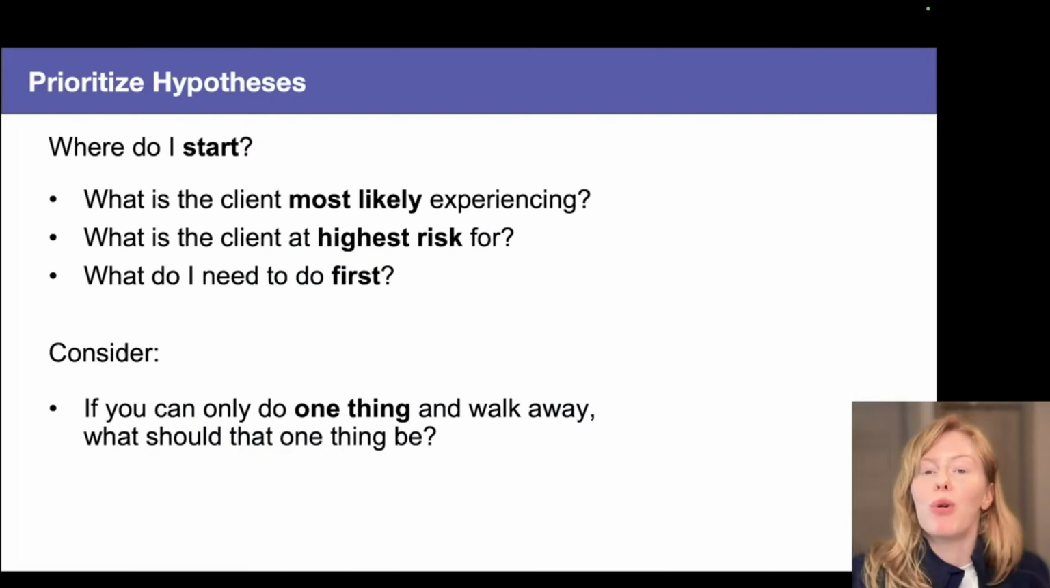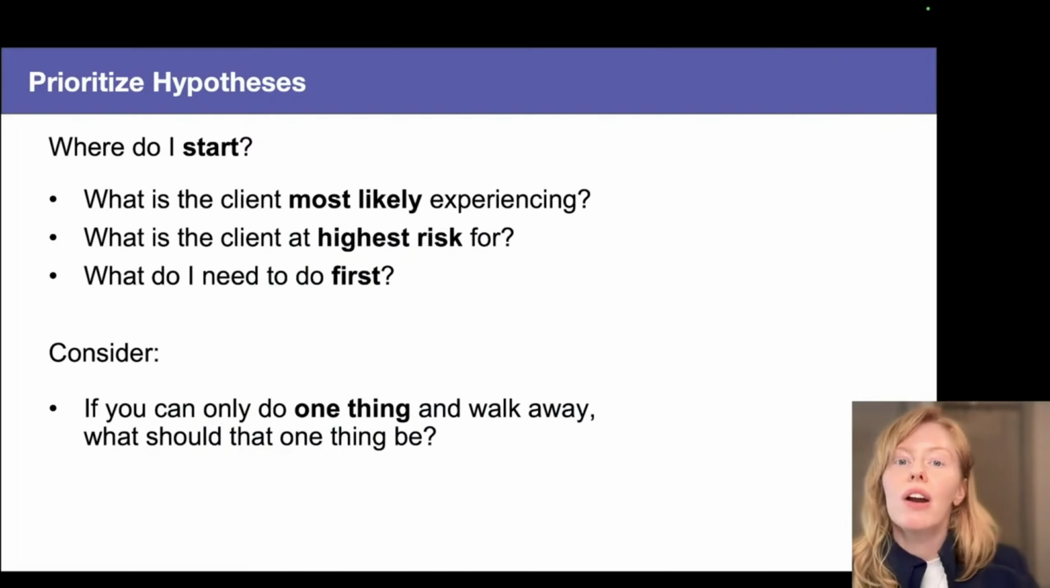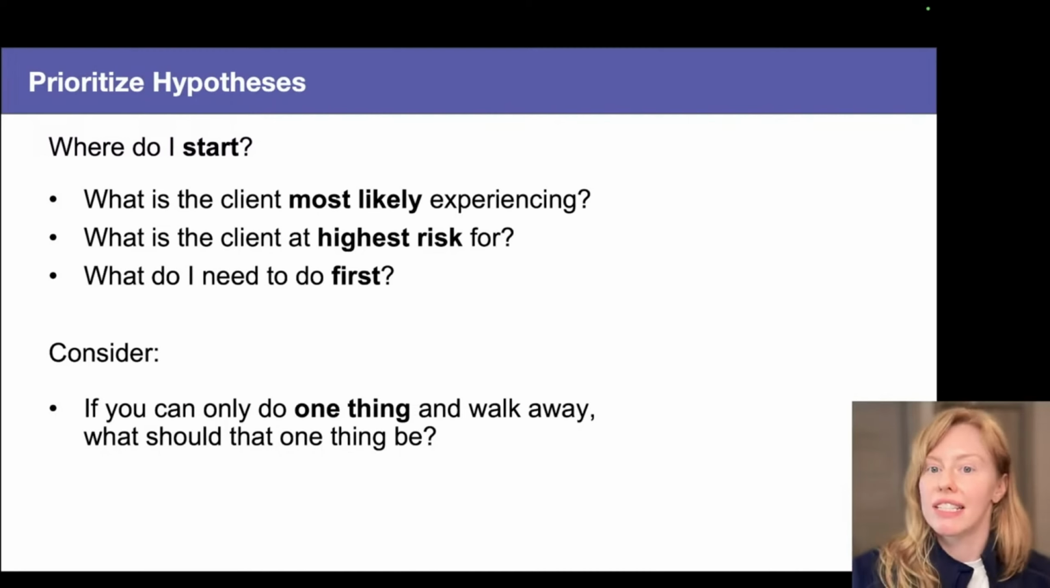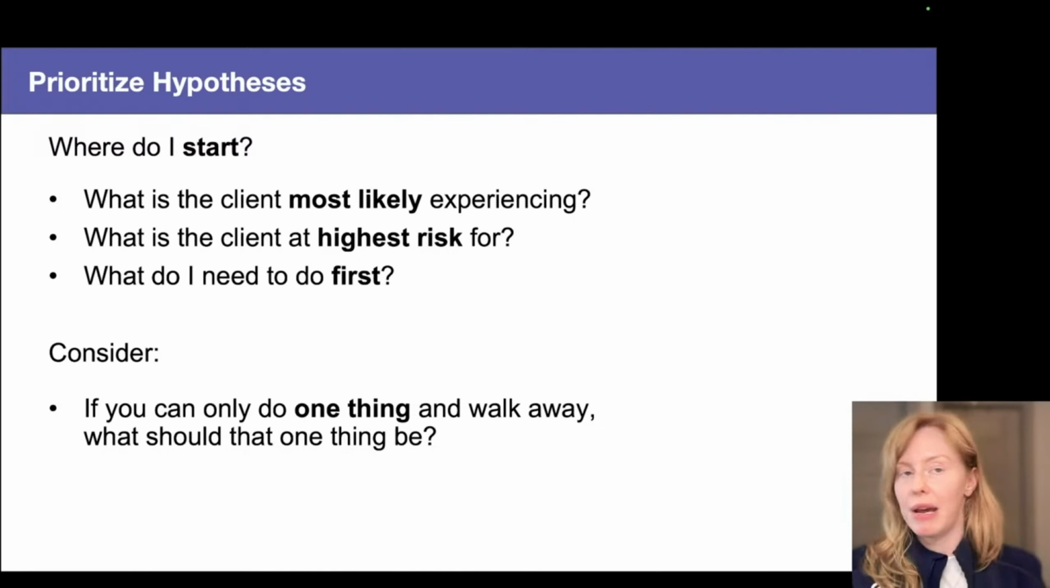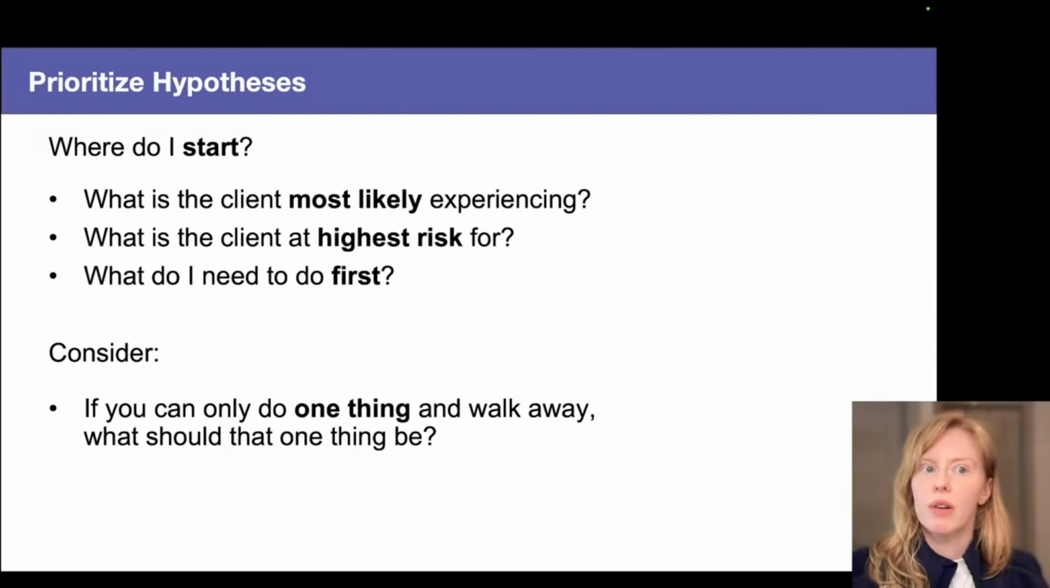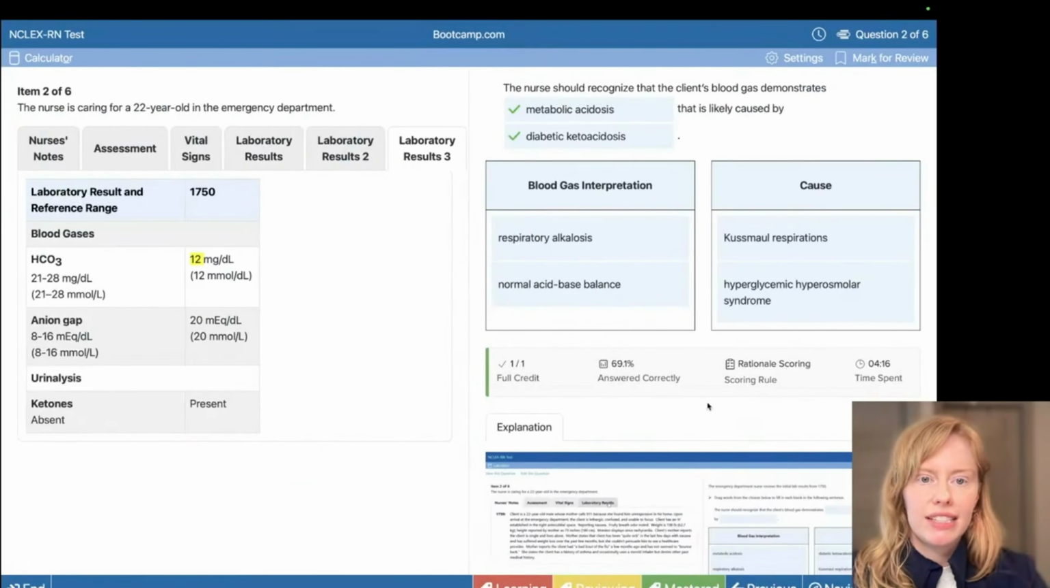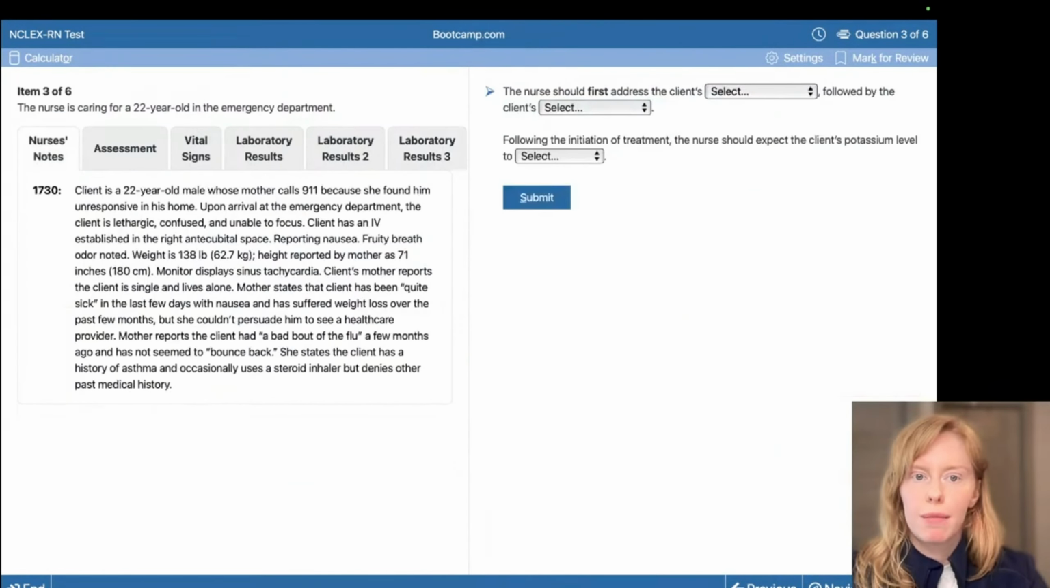So next, we're going to prioritize hypotheses, or figure out where do I start? And they might ask, what is the client most likely experiencing, at risk for, or what should I do first? When I'm trying to prioritize actions or patients, I like to ask myself this question: if I can only do one thing and walk away, or see one patient and ignore the rest, who is it, or what action am I going to do? And so let's figure out how they want us to prioritize hypotheses here.